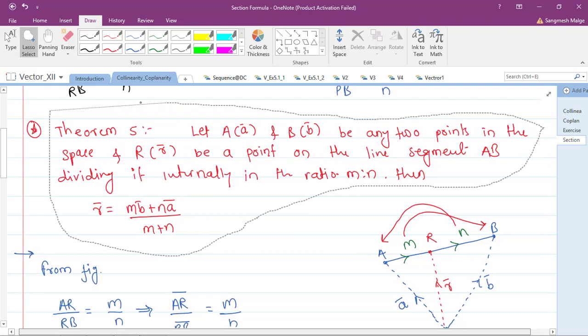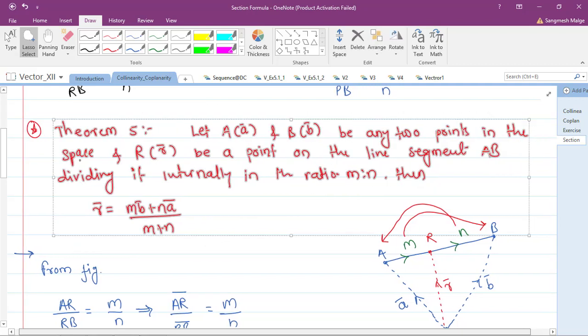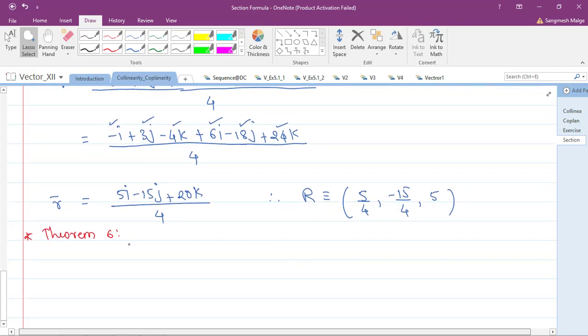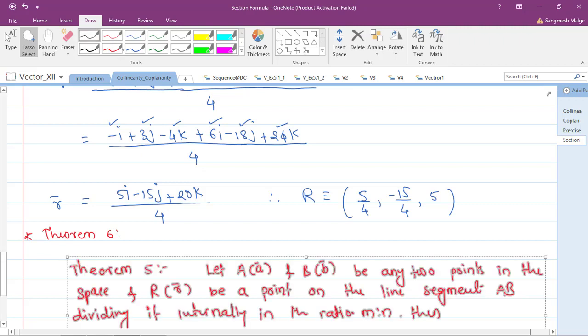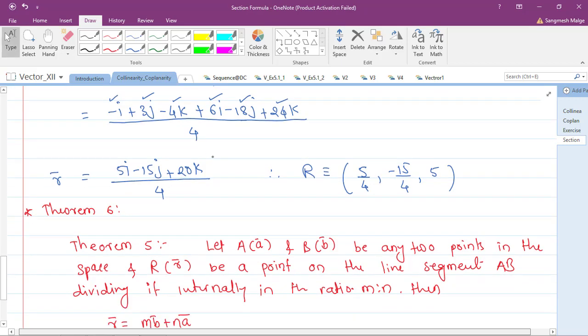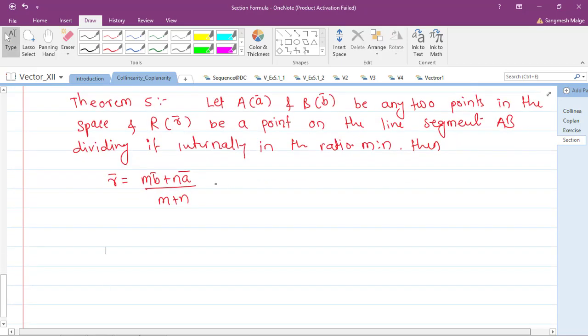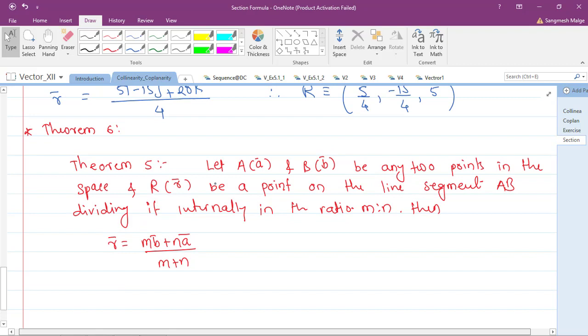Let's copy this and paste here so that we will not rewrite this statement. I will do the necessary changes here. See here, it is theorem number 5, it's not 5th, it will be theorem number 6.